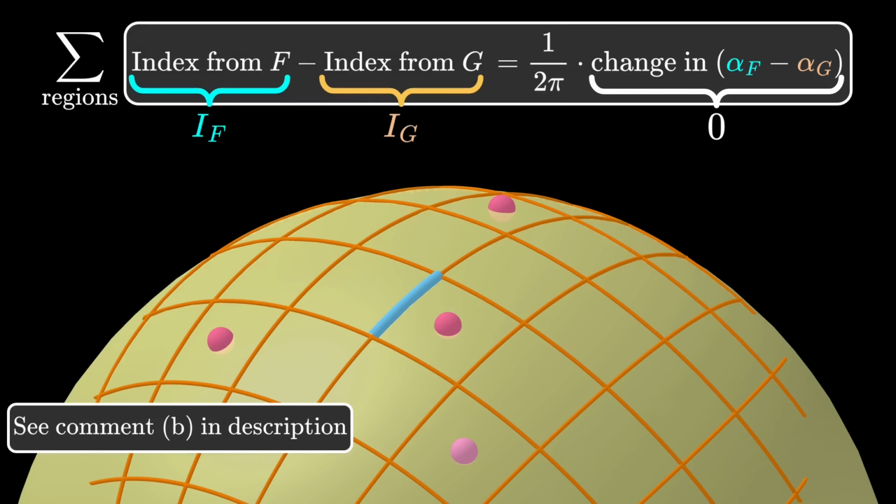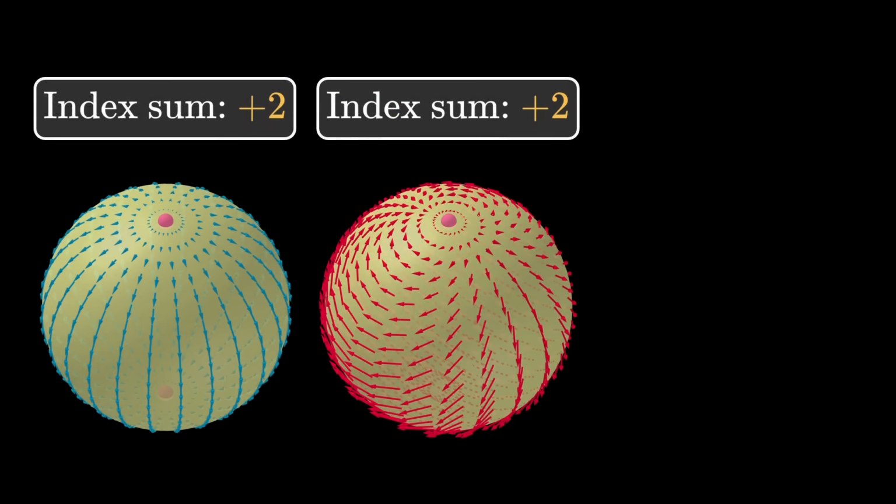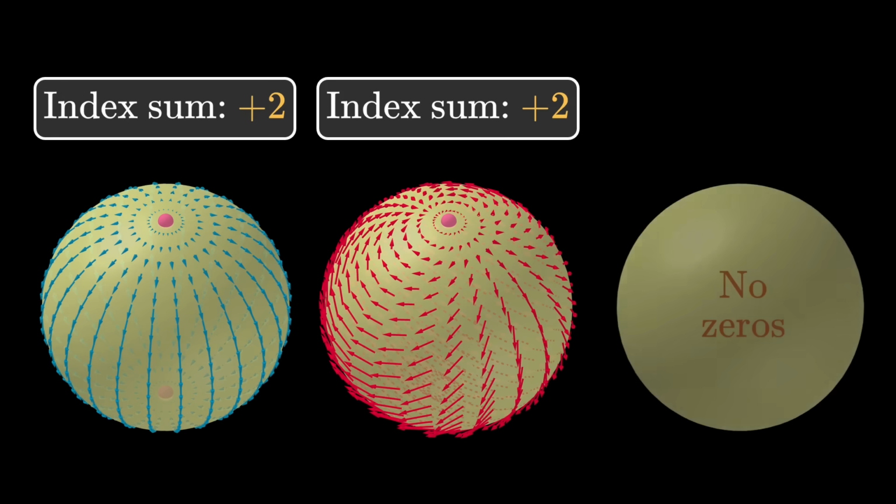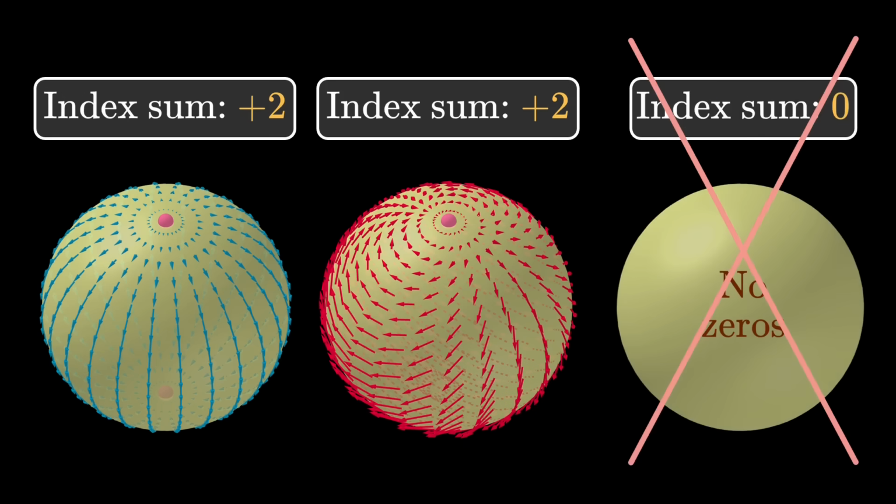The index sum of any two vector fields on a sphere is the same. Since there is a vector field on a sphere with index sum plus 2, all vector fields on a sphere must also have index sum plus 2. A vector field with no 0 has a vanishing index sum, and that is not possible. Ta-da! But things don't end here.